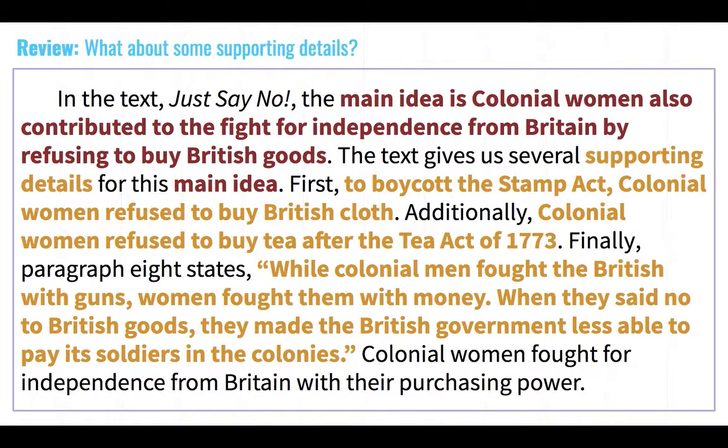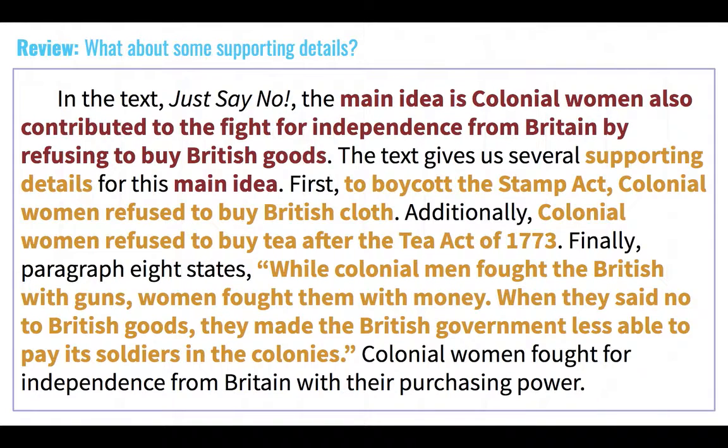This was my example paragraph for Just Say No with my 3 pieces of supporting details. In the text, Just Say No, the main idea is colonial women also contributed to the fight for independence from Britain by refusing to buy British goods. The text gives us several supporting details for this main idea. First, to boycott the Stamp Act, colonial women refused to buy British cloth. Additionally, colonial women refused to buy tea after the Tea Act of 1773. Finally, paragraph 8 states, while colonial men fought the British with guns, women fought them with money.